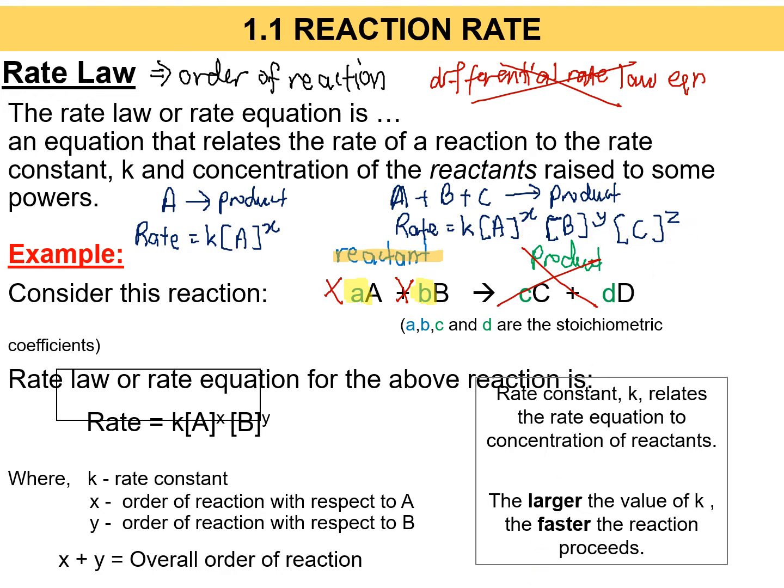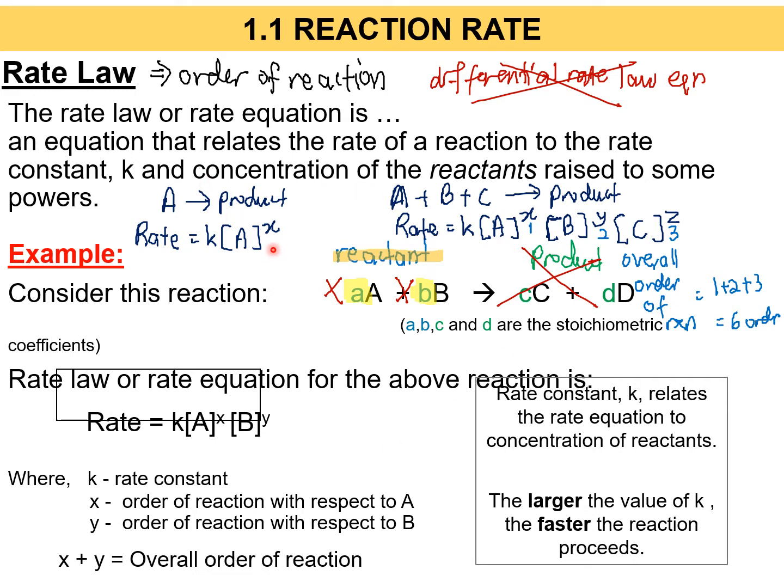Okay, as an example, let's say X has a value of 1, Y has a value of 2, Z has a value of 3. That means the overall order of reaction for this chemical reaction is going to be how much? The overall order of reaction is going to be 1 plus 2 plus 3, which is equals to 6 order. But we don't study 6 order. Miss just wants to show an example.